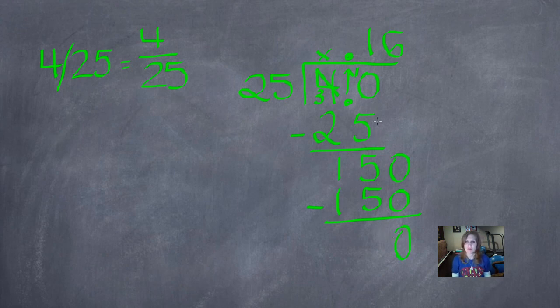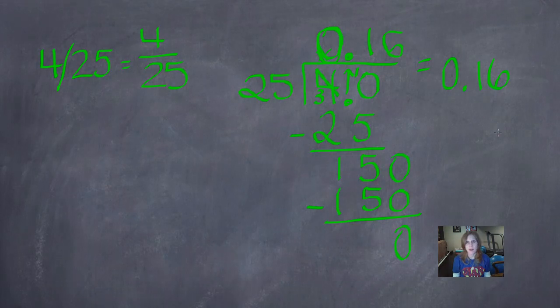0, right? Okay, so now remember we got to put a 0 there because we need a digit to the left of our decimal. So the answer is 16, and then that 16 ends in the hundredths place, so that's 16 hundredths.